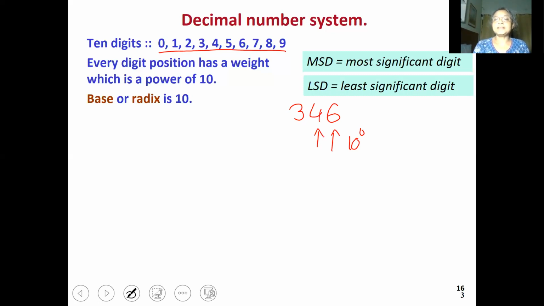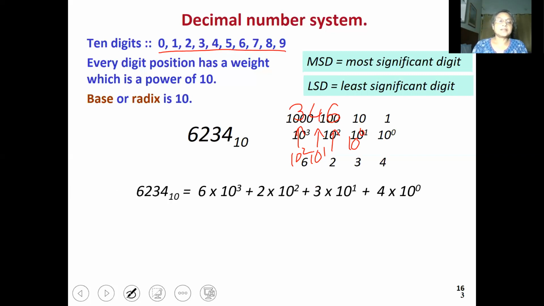The next bit to the left has a positional weight of 10 to the power 1, and the next bit has a positional weight of 10 to the power 2. So the value of the number is equal to 3 into 10 to the power 2 plus 4 into 10 to the power 1 plus 6 into 10 to the power 0. So this is a number whose base or radix is 10.